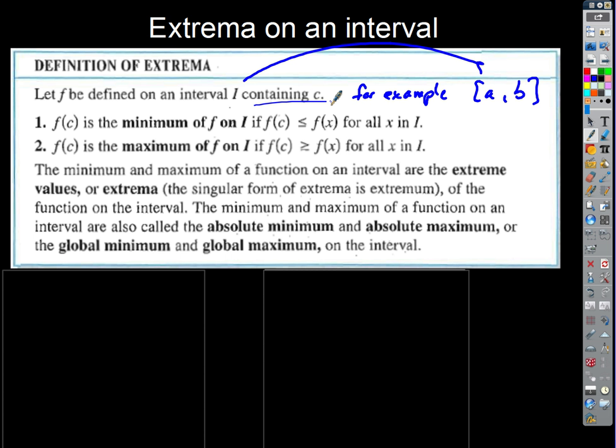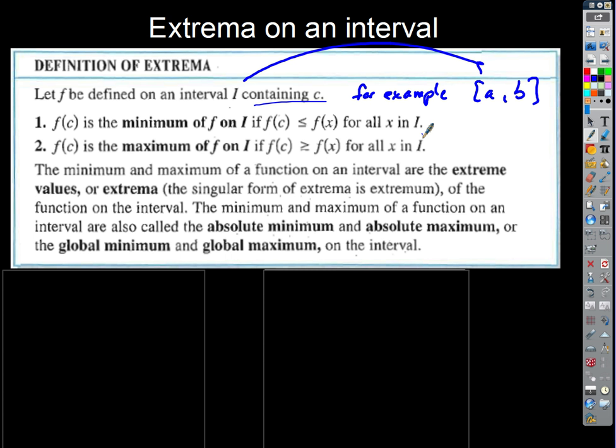We haven't specified what it is, but on this interval, we would say that f of C is the minimum of the function on our interval if this is always true: if f of C is less than or equal to f of x for all other values of x in that interval. Can you see that that's our really exacting mathematical way of saying it's the lowest point, right? That's really all it's saying. It's the smallest value of the function on this interval, okay?